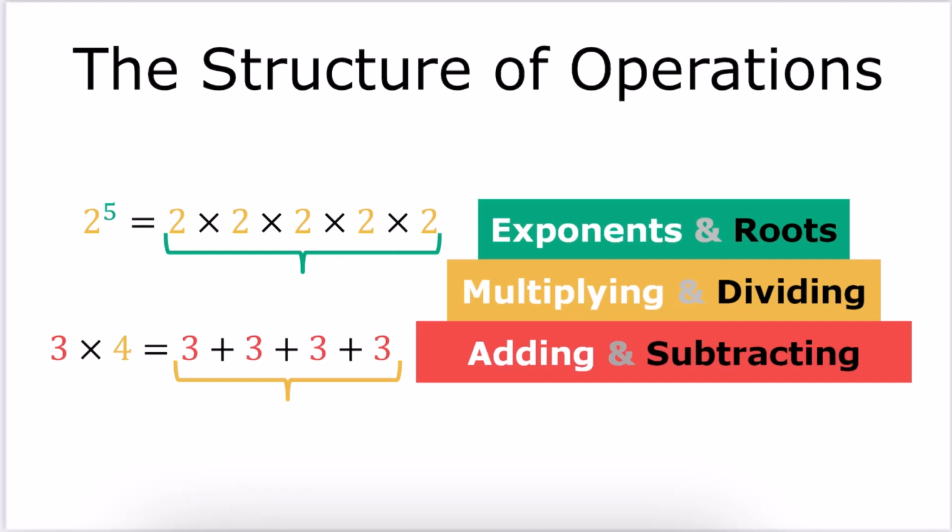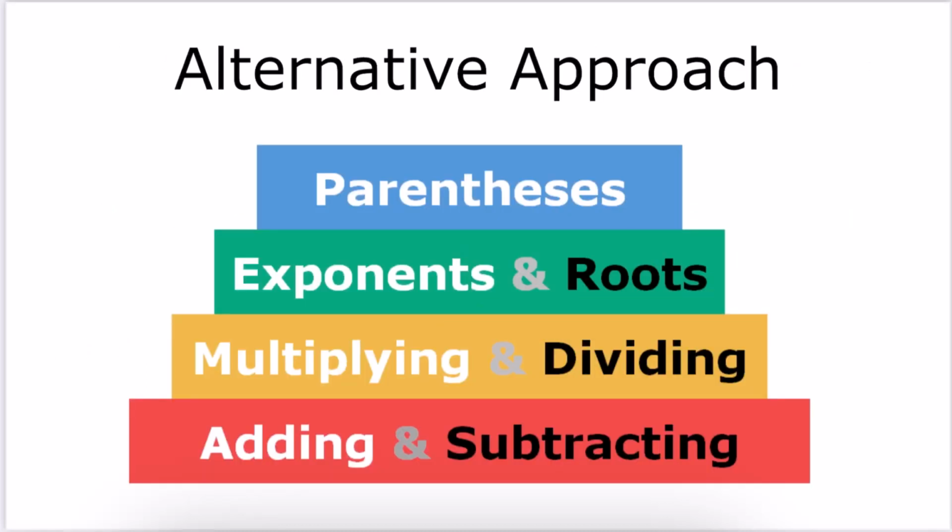And so because of this structure of operations, the order of operations is really simple. You just work from the top of the pyramid and you work your way down. You do exponents and roots first, then you do multiplication and division, then you do addition and subtraction. And if you need to go out of that order, they'll let you know by putting parentheses around whatever needs to be done out of this typical order of operations. So the alternative approach that I suggest using to teach order of operations is to use the structure of how operations are related to each other and just teach the students to work their way down the pyramid.